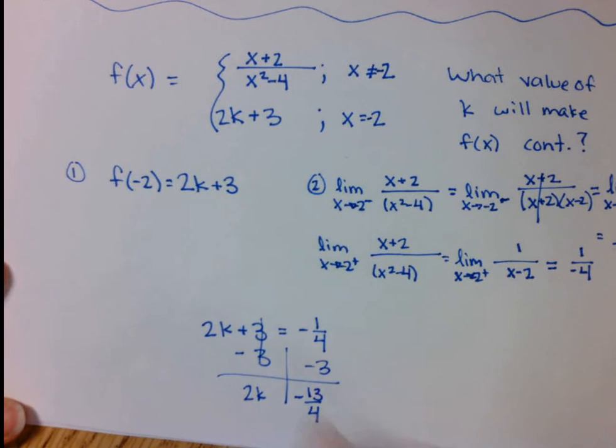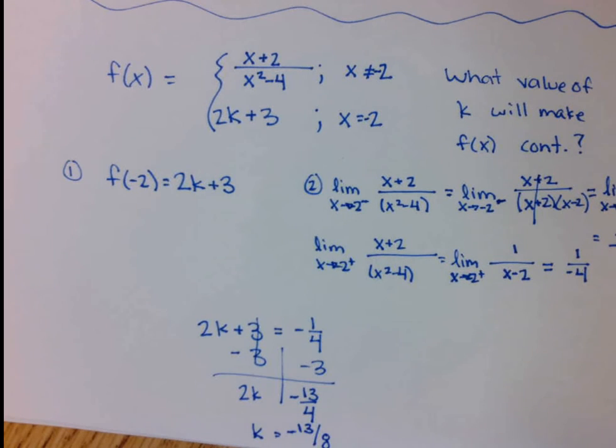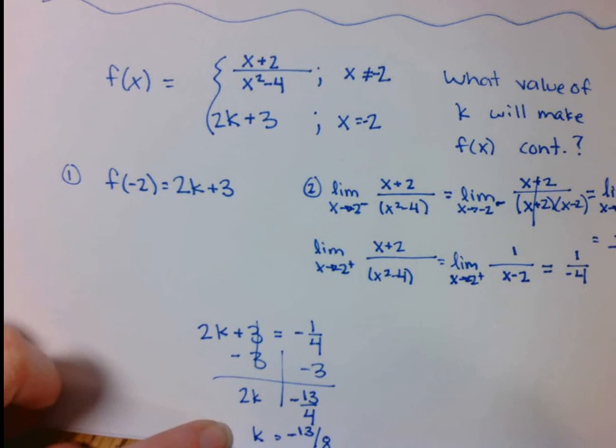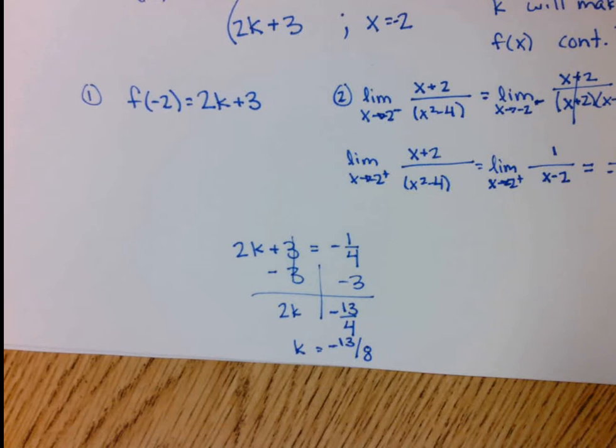Last thing, divide by 2. K will equal negative 13 eighths. It's negative 13 over 4. And then when I divide by that 2, we'll get negative 13 over 8. That's almost off the page, sorry. So typically, because these will not just be made up off the top of their heads, it will have nicer numbers, but that wasn't terrible. It actually worked out better than I thought it would.